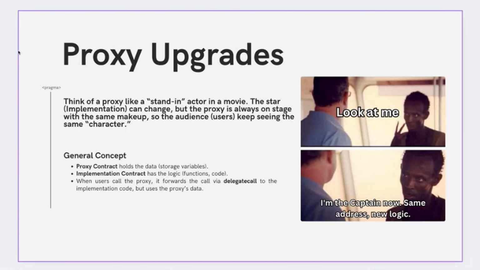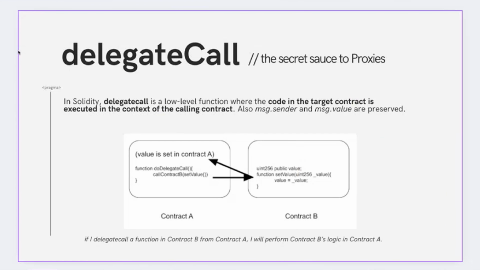How this happens is through a magical low-level function in Solidity, which is the delegate call function. Delegate call is the secret sauce of proxies, and it's, again, a low-level function where the code in the target contract, so our implementation contract, is executed in the context of the calling contract, so the proxy in this case. In simple terms, if I delegate a call to a function in contract B from a contract A, I'm actually performing contract B's logic in the context of contract A.